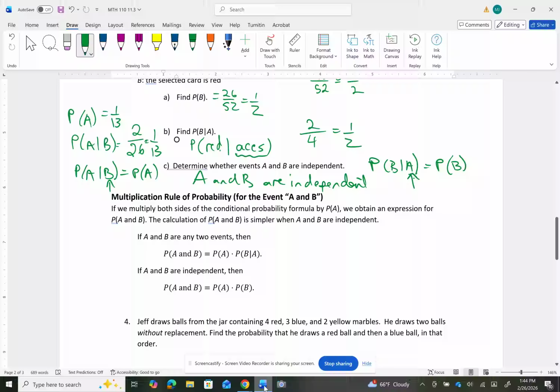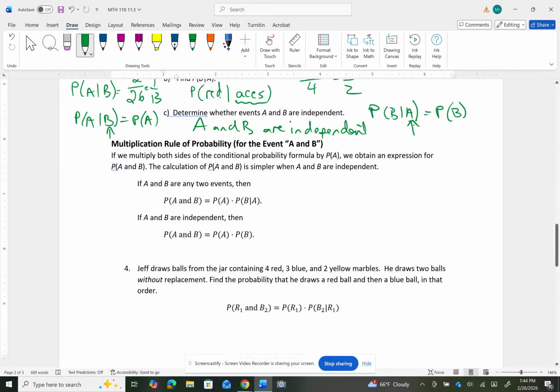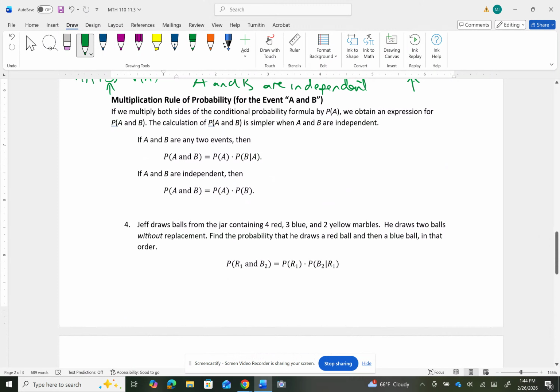All right, let's continue now and take a look at how to handle problems that involve "and." So the formulas that you see here for calculating the probability of A and B really are just taking the formula that we had earlier for conditional probability, that said the probability of B given A would equal the probability of A intersected with B over the probability of A happening.